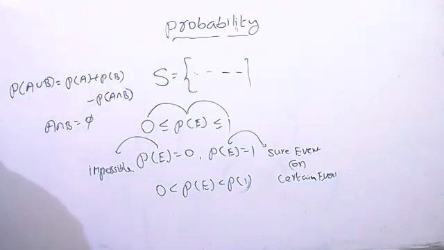Anyone? Last year we learned mutually exclusive events and mutually exhaustive events. Anyone, please tell me?